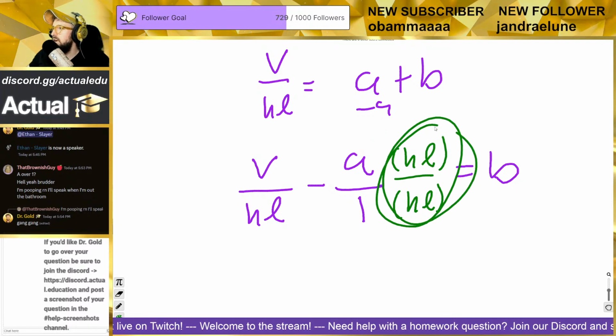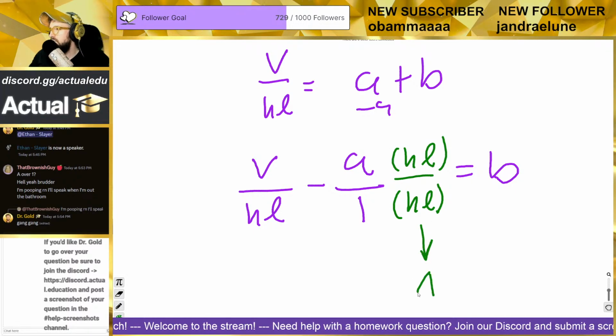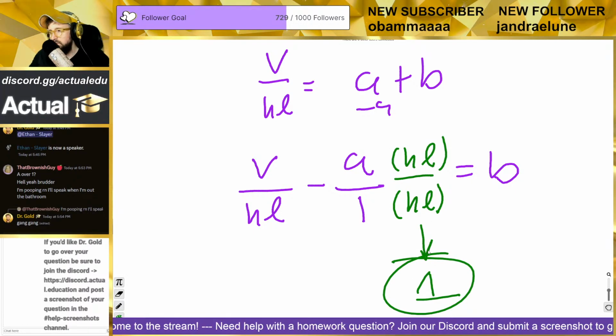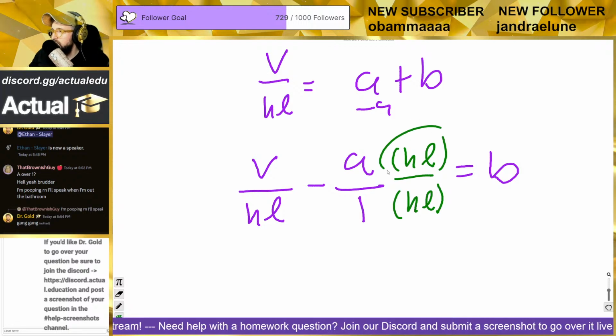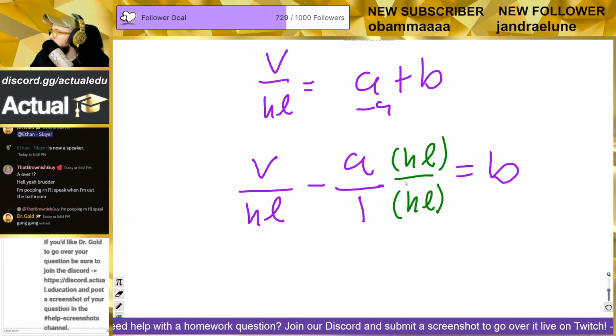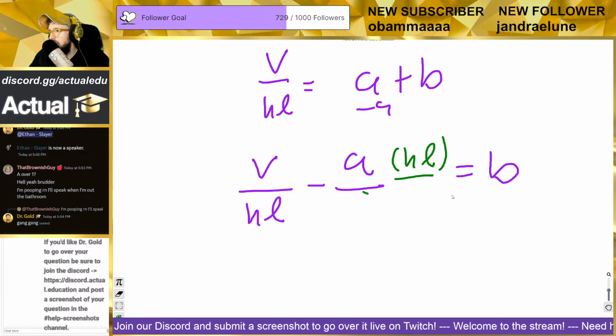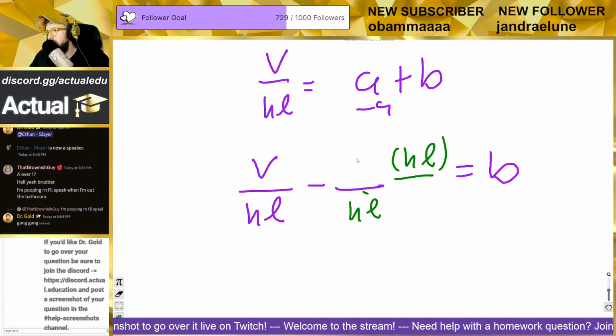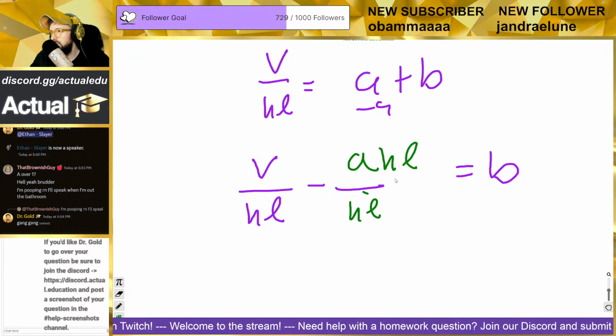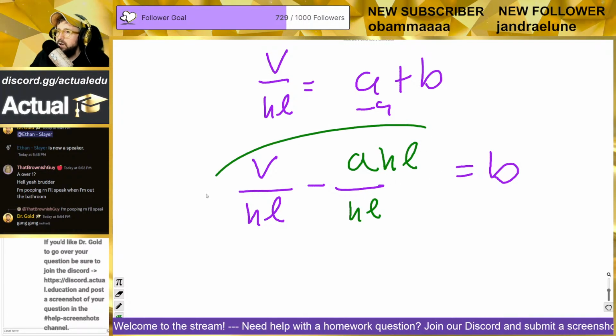Because this, right here, HL over HL, is the same thing as 1. You see how it's the same thing over itself, right? That's just multiplying by 1. What this does is turn the denominator into HL, and now this is AHL. Okay, now I can combine these two things, right?